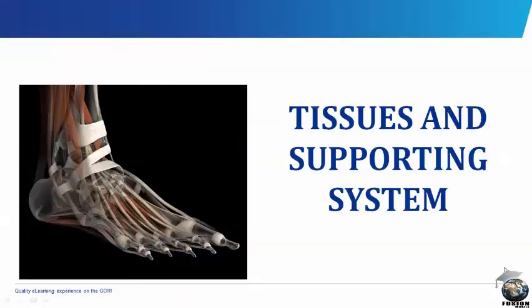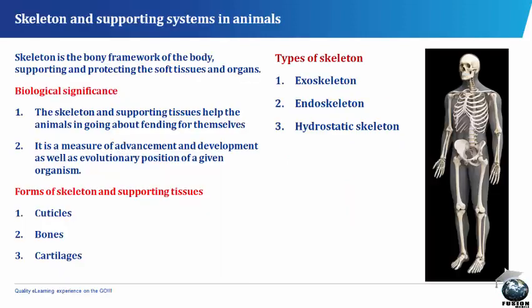Tissues and supporting system. Skeleton and supporting system in animals. A question may be asked: what is a skeleton? The skeleton is the framework of the body, supporting and protecting the soft tissues and organs. Movement in animals is possible with the skeleton and impossible without the skeleton.